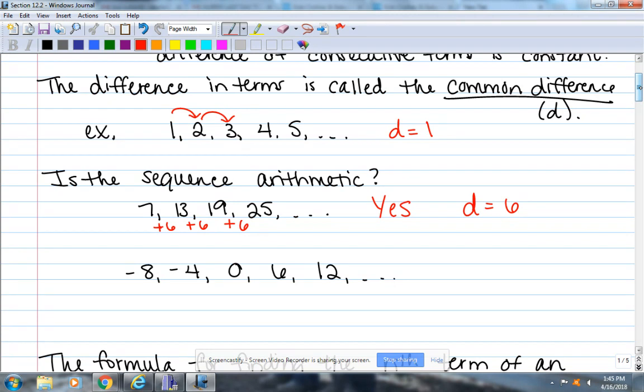All right. So the next sequence right here, we want to know, is it arithmetic? From -8 to -4, what happens there? It added 4. From -4 to 0, it did what? So what about 0 to 6? And what about 6 to 12? So did it add the same thing every time? No, so this one is not arithmetic. For it to be arithmetic, you have to be going up or going down by the same number every single time.